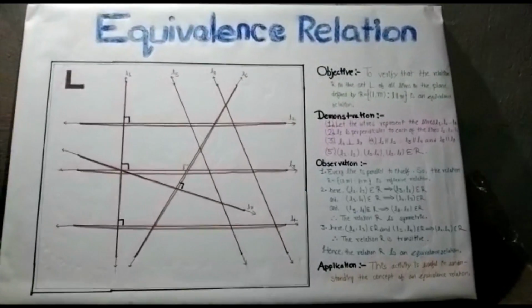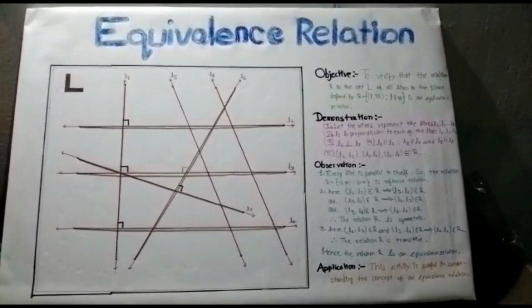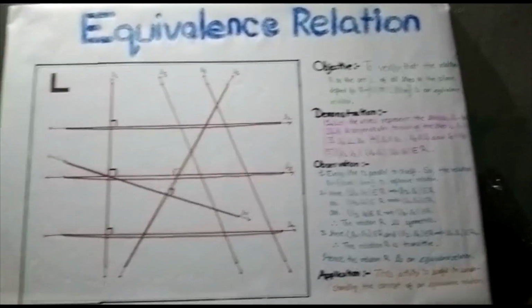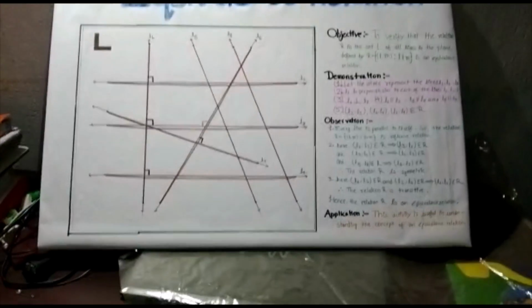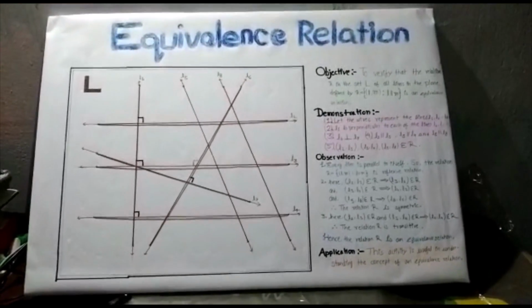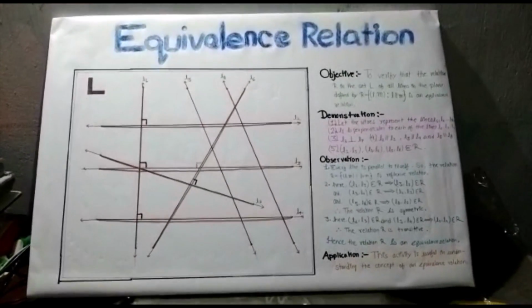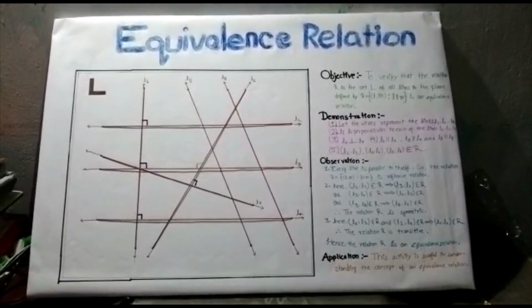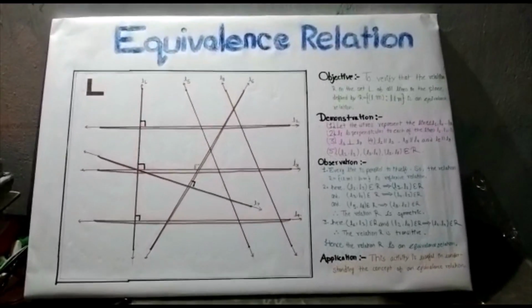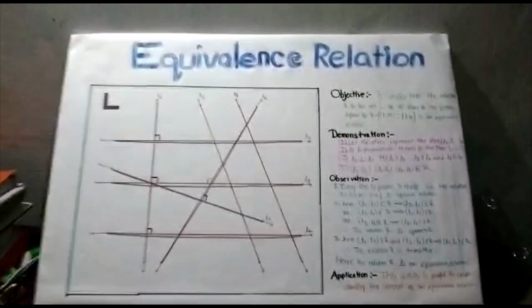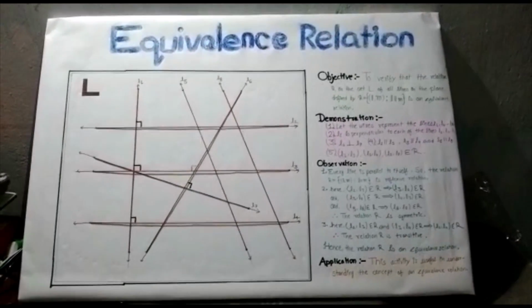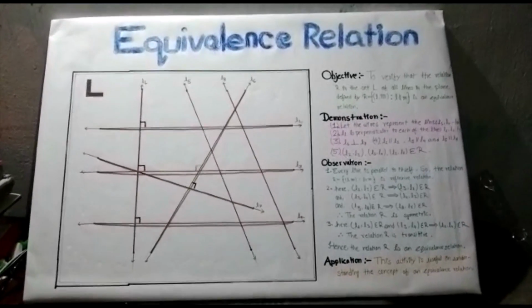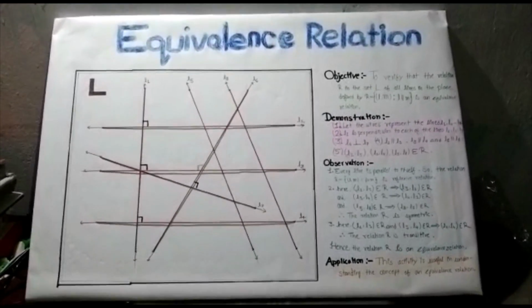Everyone, myself Krishan Shaw, and I am present here with my mathematics model, whose topic is equivalence relation. So our theme is to verify that the relation R in the set L of all lines in the plane is an equivalence relation. So let us take a set of all lines L where some lines are parallel to each other or perpendicular to each other.